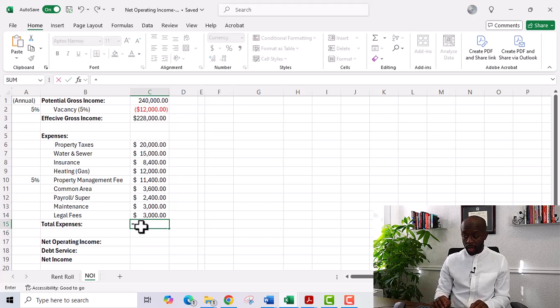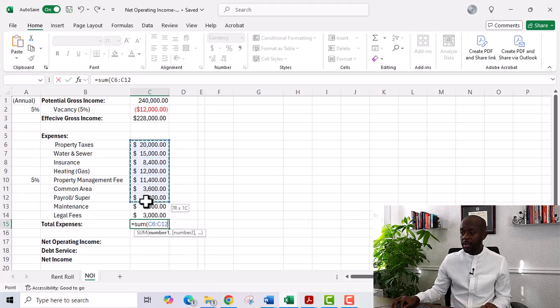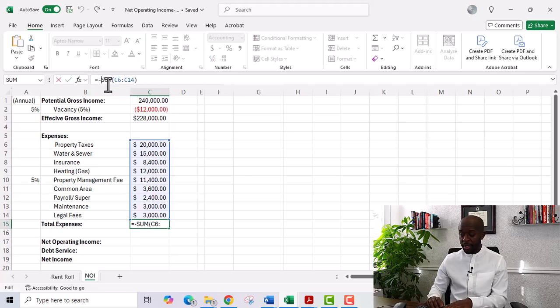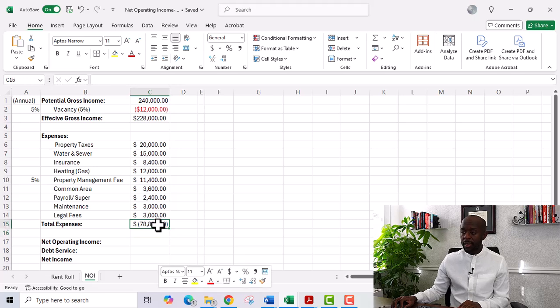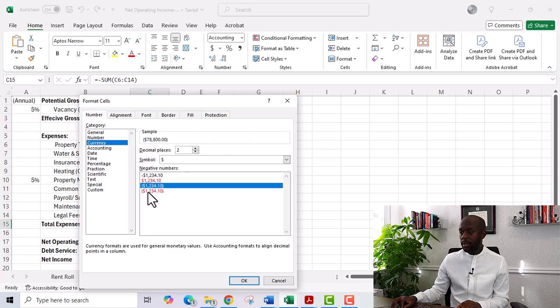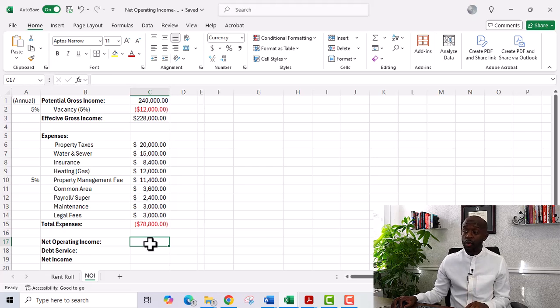And what we'll do next is we're going to total all of our expenses. Once we've done that, you'll notice that we have our total expenses of the property to be $78,000, and I'm just going to go ahead and format these cells. All right, so you'll notice here all of our expenses have been added up and we have our total expenses of $78,000.